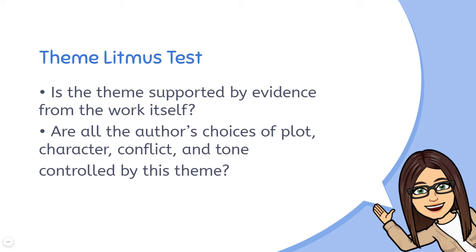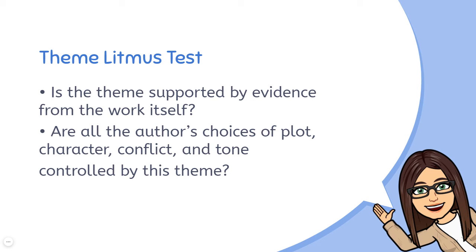So to make sure that you have properly identified the theme, you can do this litmus test to see if you followed those 5 steps appropriately. You need to think about and answer if the theme is supported by evidence from the work itself. Were you able to find those quotes to support it? And then, are all of the author's choices of the plot, the character, the conflict, the tone, the story as a whole, does it support this theme?